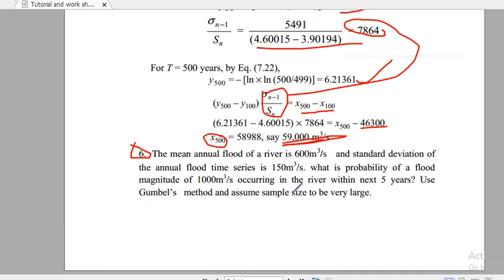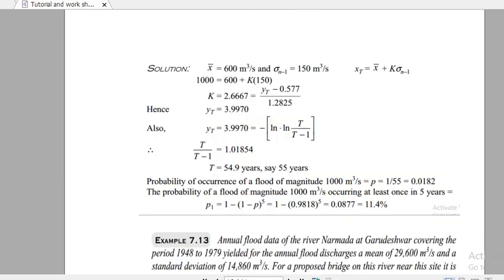The sample size is very large. Given there is what? The mean flood, there is standard deviation, and there is n, the number of years, 5 years, and sample size is very large. Those are given, and the required one is the probability of a flood magnitude of 1000 occurring, the probability of occurring at least one.